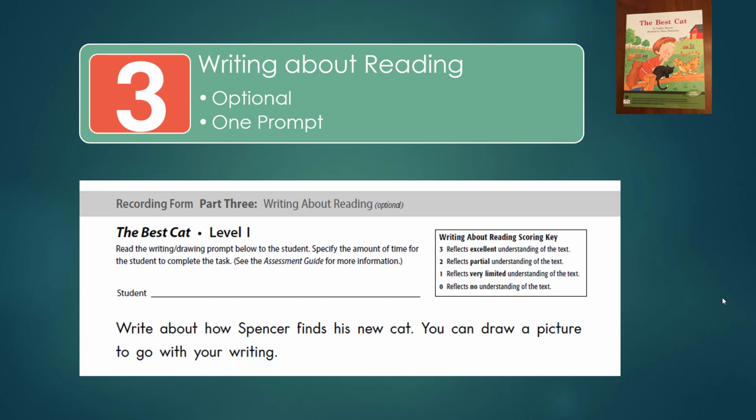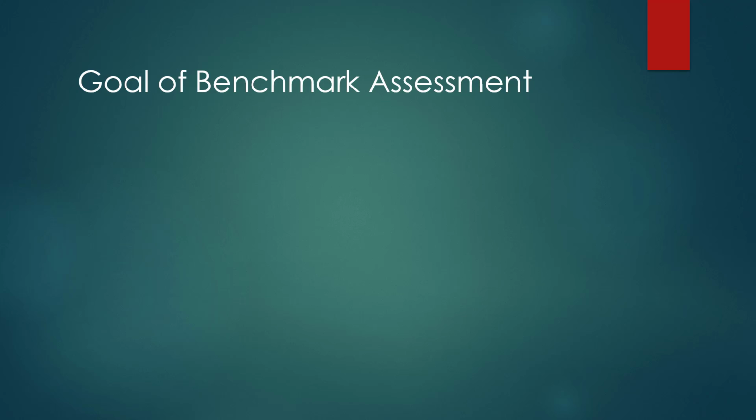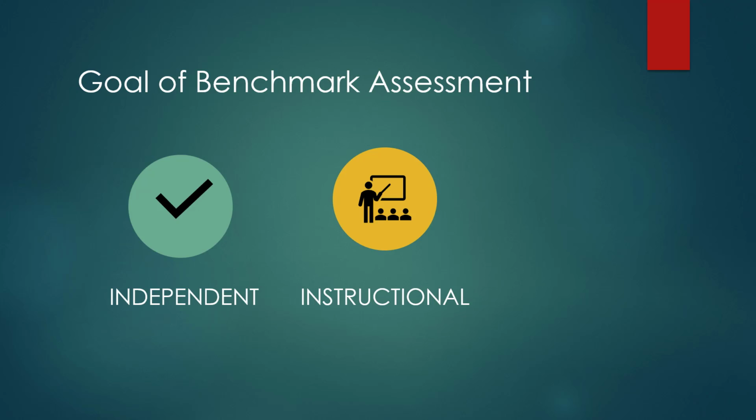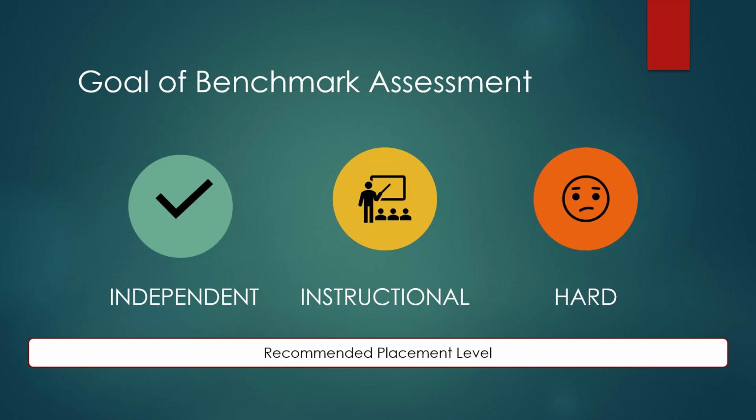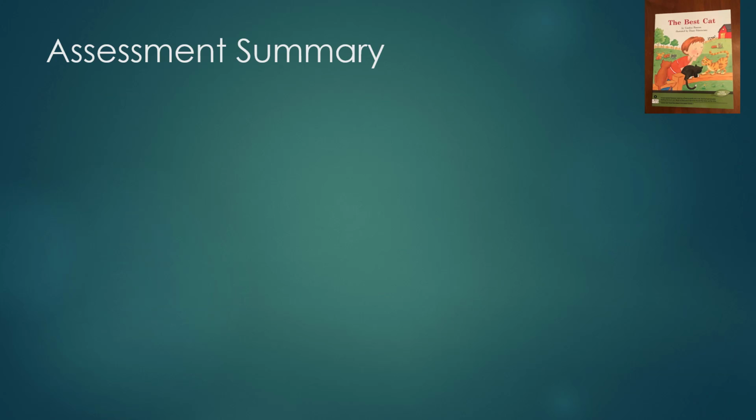The final part of the assessment, again, is optional. It's writing about reading. There's one prompt provided where the student can go away and write about the text that they have just read. The goal of the benchmark assessment. So after doing the assessments, the goal is to determine the student's independent, instructional, and hard reading level, so that you may use this information to determine a placement level for them to do guided reading or instructional actions for them. Assessment summary will be helpful to determine where to go next.